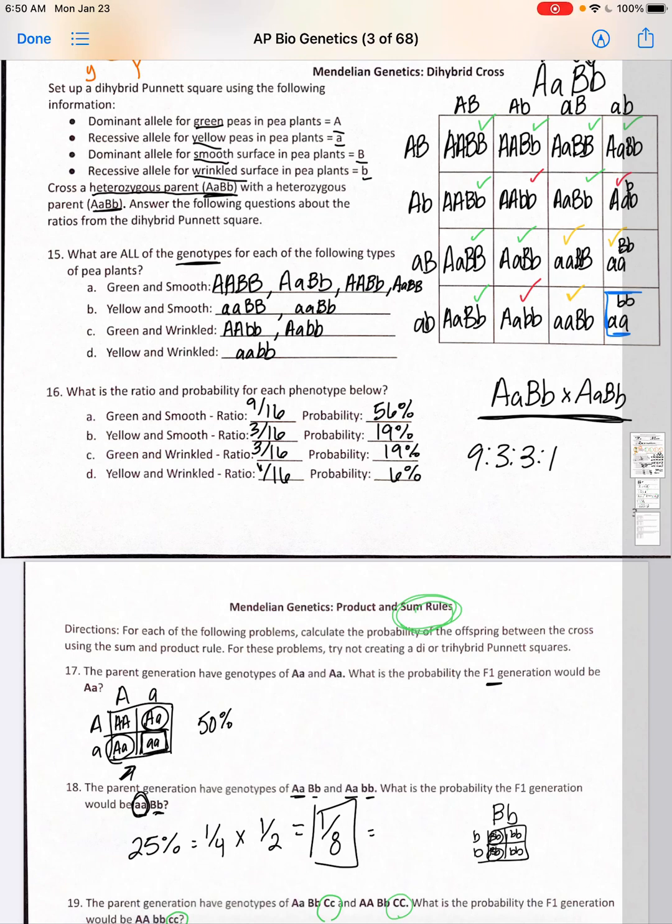Okay, you guys, I am going to show you the answers to the product and sum rules page and go through a few of the little sneaky things that they've done on that page and see if you caught them. Then I will show you how to do the genetic recombination problems.